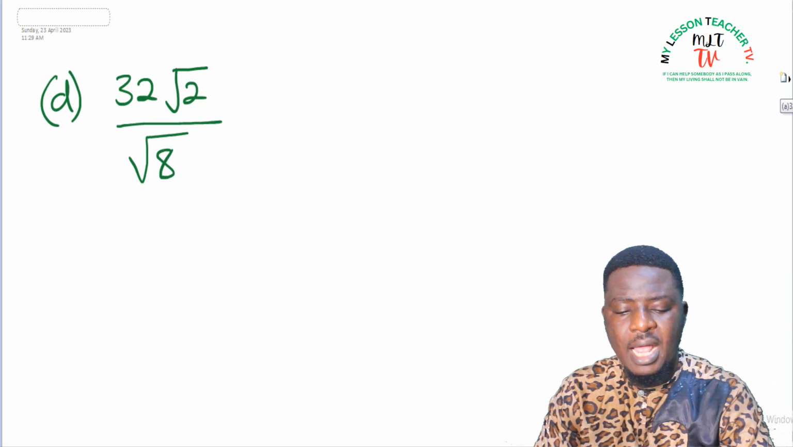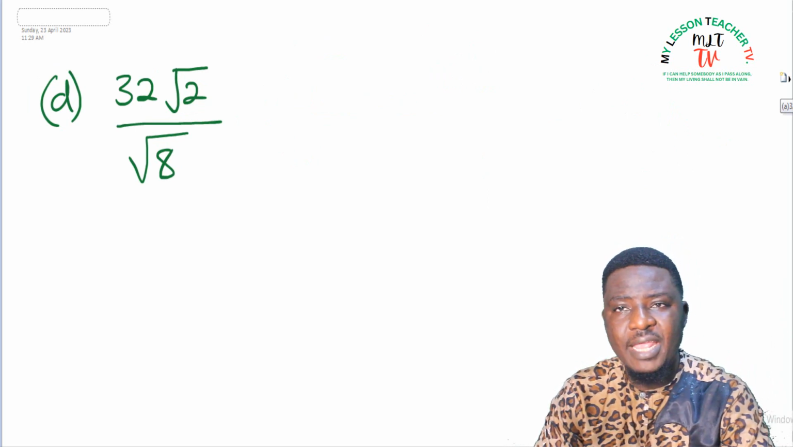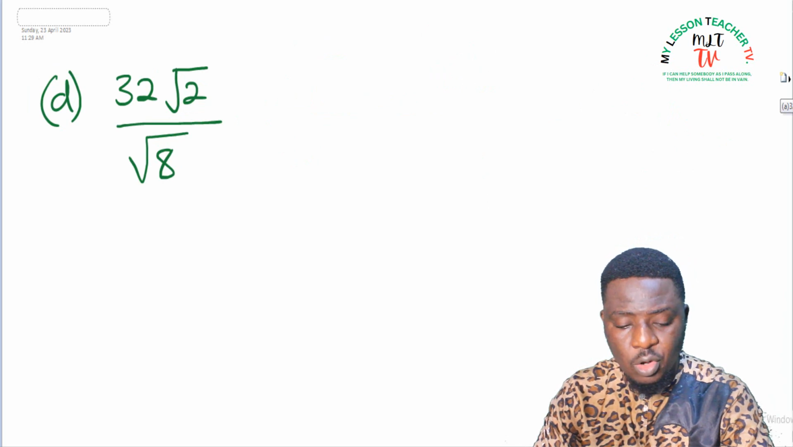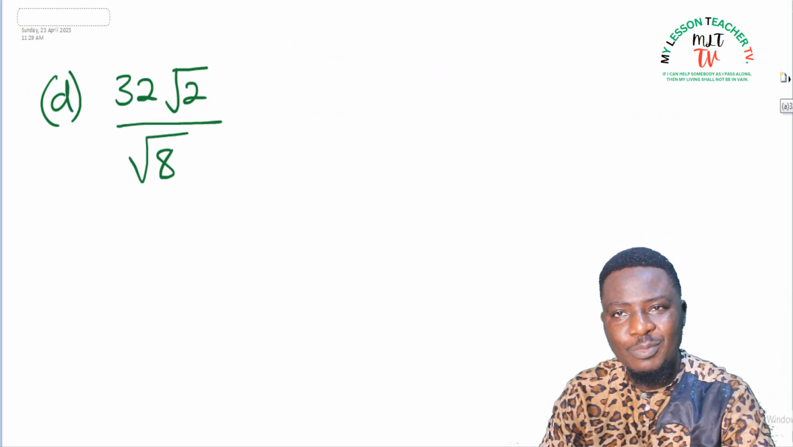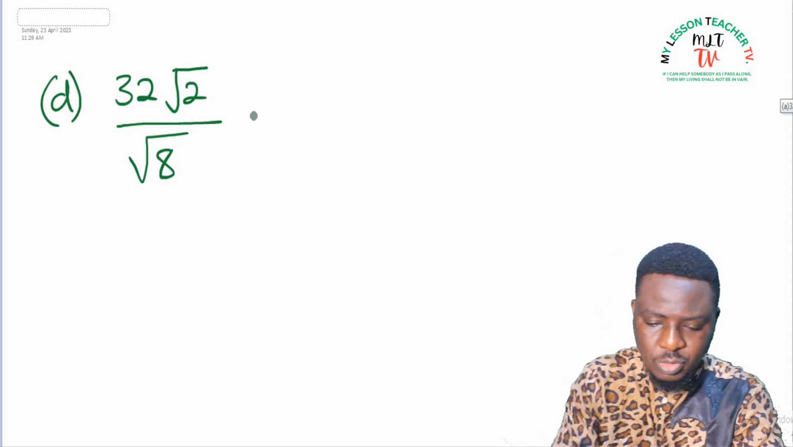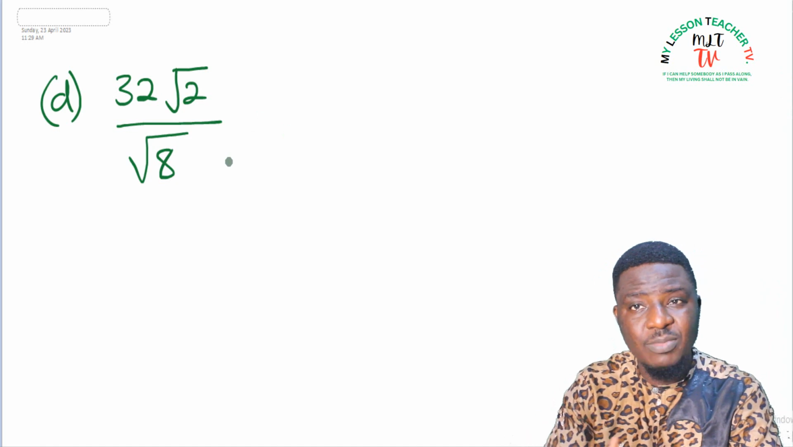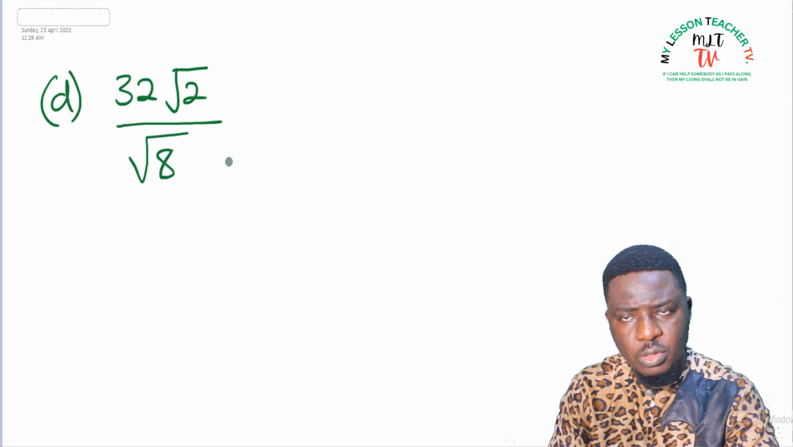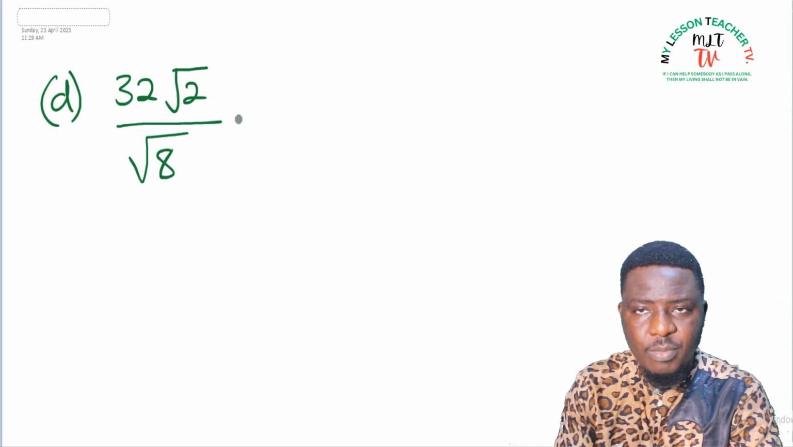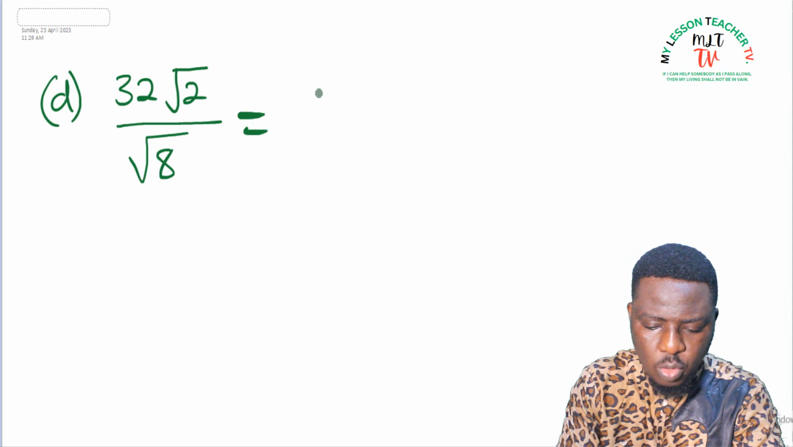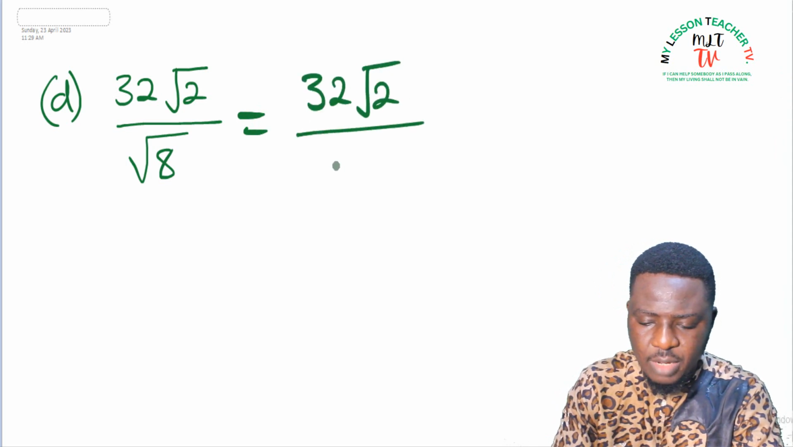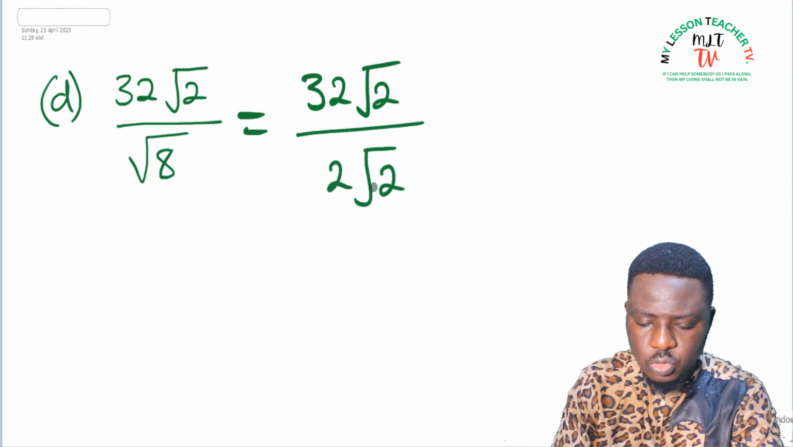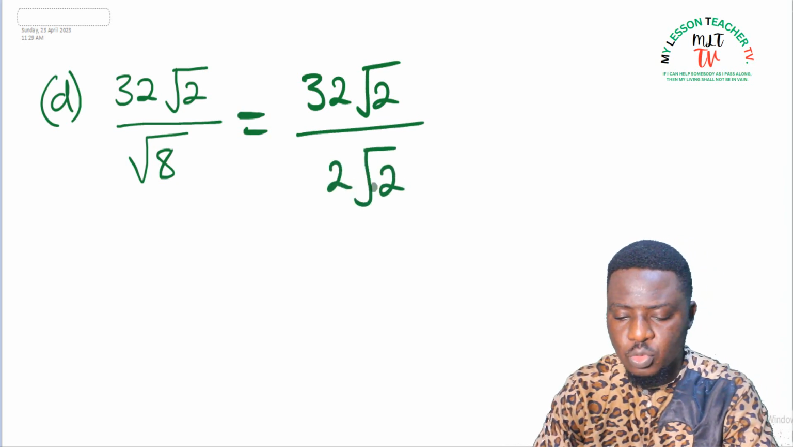Next question, we have 32 root 2 divided by root 8. In this example, I will first of all simplify the denominator because it is not in its basic surd form. So you have to reduce it to its basic surd form before you rationalize. But you can still rationalize before you do that. So whichever way you take is perfect, it's still good. I'm going to reduce it to its basic form before I rationalize. So this is equal to 32 root 2 divided by 2 root 2, for root 8 is 2 root 2.